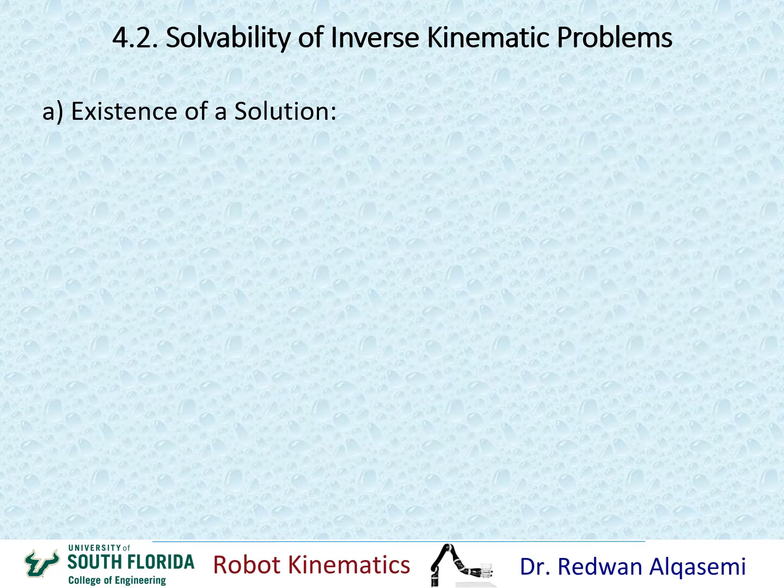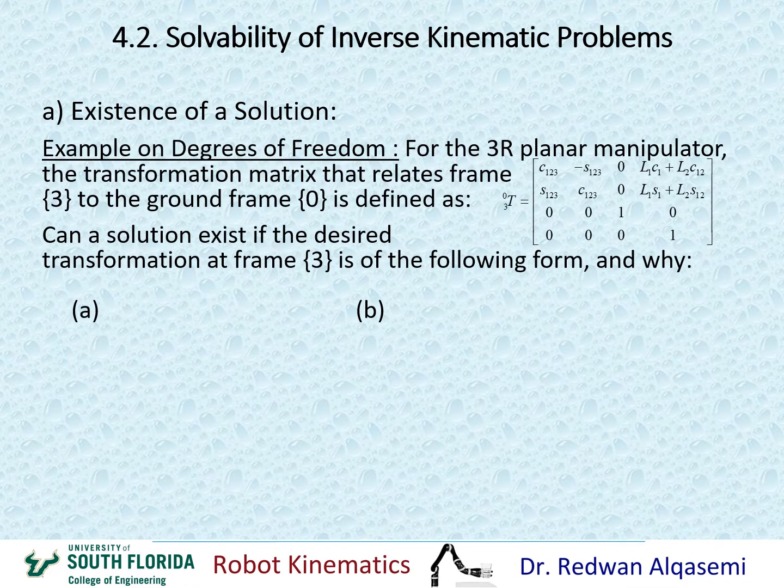For the second example here, we're going to talk about degrees of freedom. For the 3R planar manipulator, the transformation matrix that relates frame 3 relative to the ground frame is defined as such right here. So when we use forward kinematics, we can come up with this transformation matrix that relates frame 3 to frame 0.